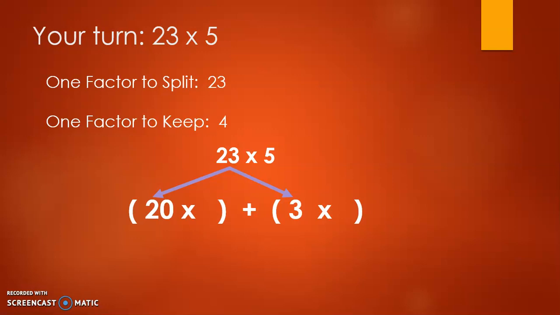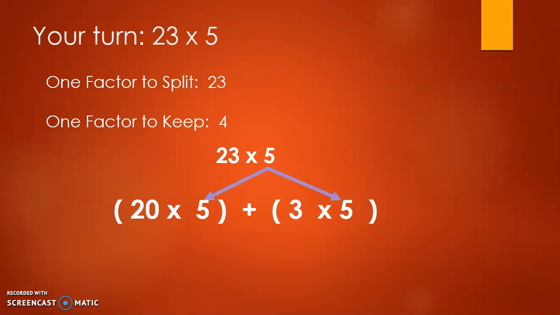Now I'm going to take that 5 and put it in both of the second positions. Notice how I'm not breaking up the 5. I'm not decomposing the 5. The 5 stays where it's at. It just gets put into 2 different spots. Now I'm going to do these separately. I'm going to do the parentheses separately.